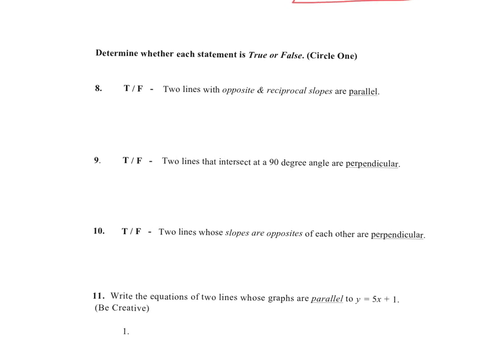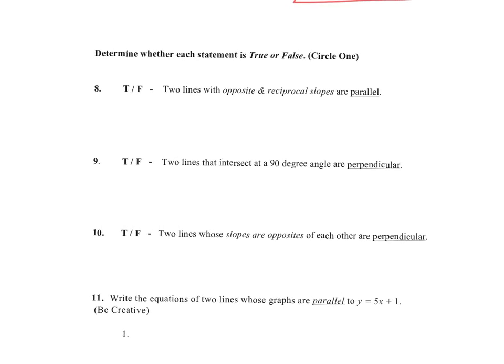All right. 8, 9, 10. This is true or false. So it says determine whether each statement is true or false. Circle one of those. So 2 lines with opposite reciprocal slopes are parallel. Think about, is that true or is that false? So opposite reciprocal, that is actually perpendicular, so this would be false.